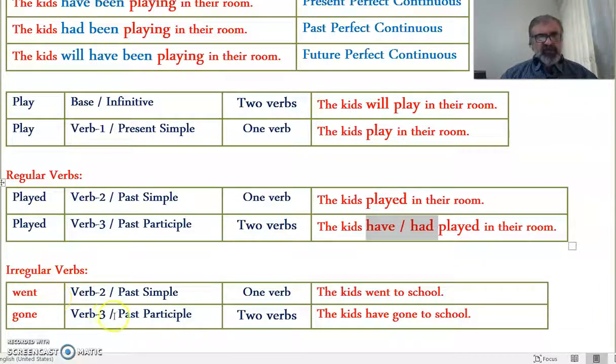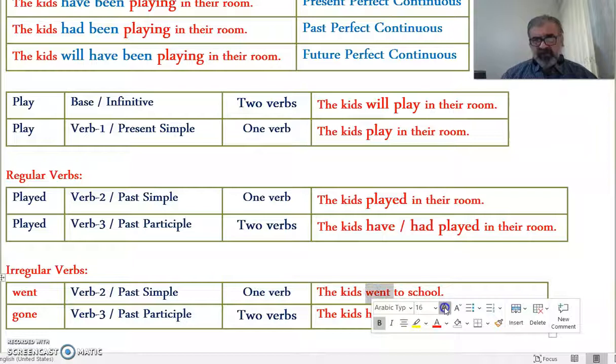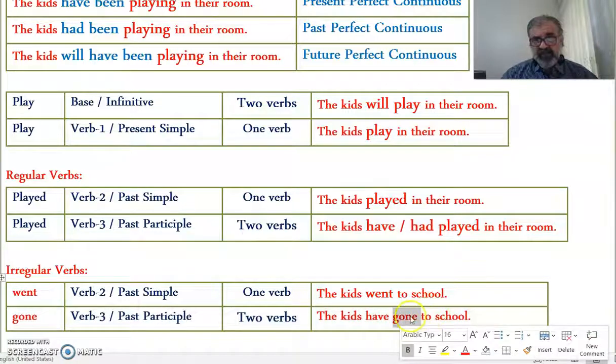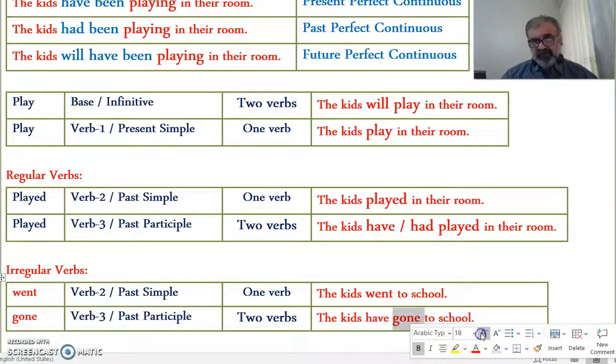Now, as for irregular verbs, it's easy. Went, if there's only one verb, so it's past simple. The kids went to school. But if you have gone as verb 3, you should be having 2 verbs. The kids have gone to school.